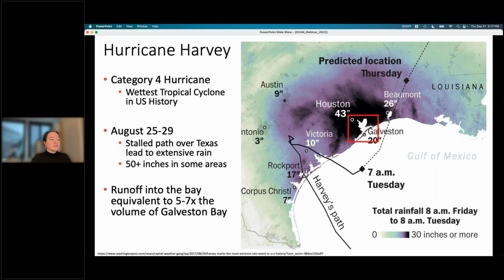A large portion of the rain that not only fell on the bay itself, but also in the surrounding regions, drained directly into the bay ecosystem, and the runoff that drained into Galveston Bay was equivalent to 5 to 7 times the entire volume of the bay. So a significant amount of fresh water entered the ecosystem and essentially caused a large-scale flushing event.